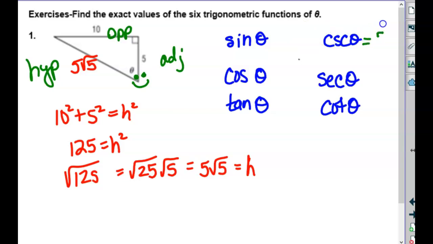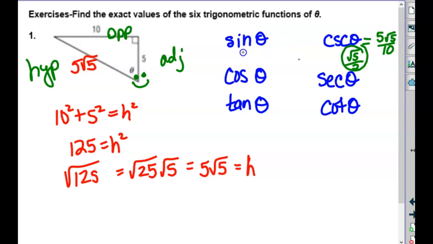This one would be 5 square roots of 5 over 10. Does that simplify? The 5 and 10 can reduce because they're not in a radical. So it would reduce to square root of 5 over 2. Everybody okay with that one?